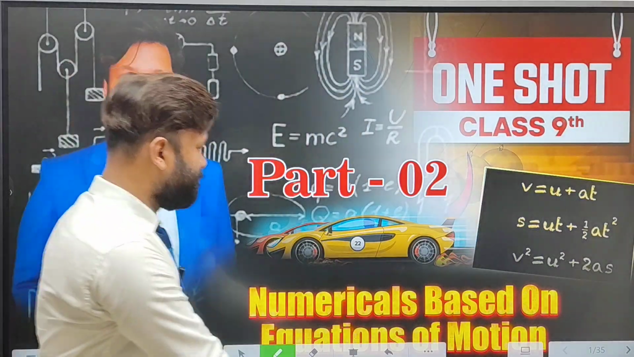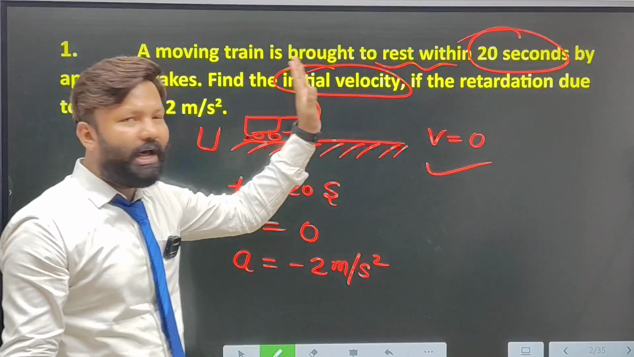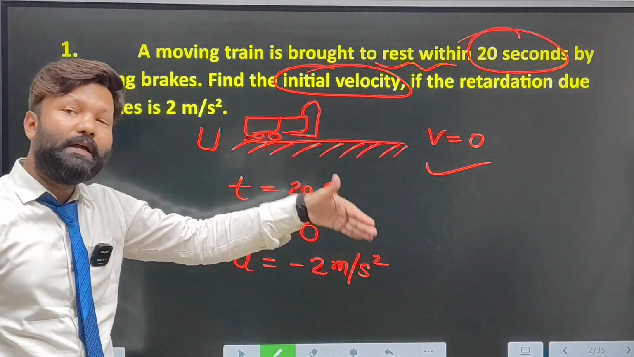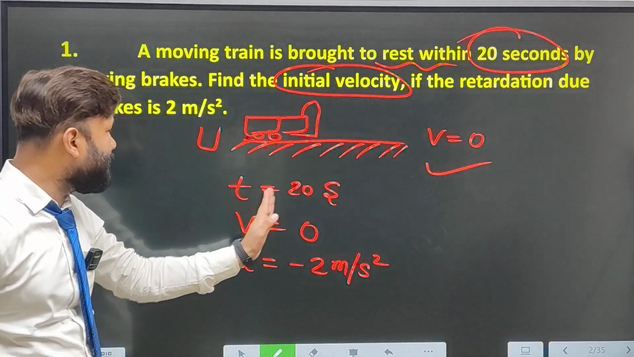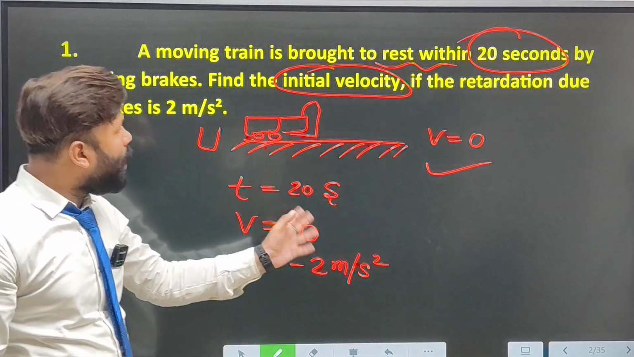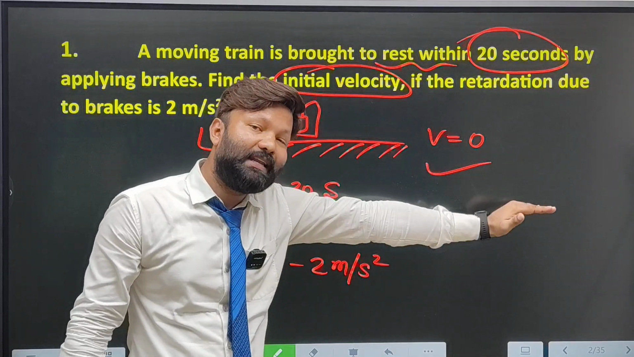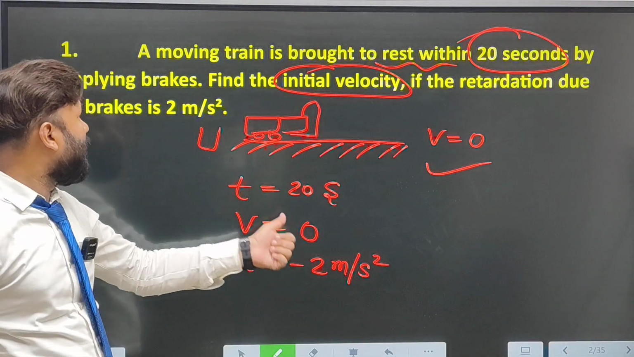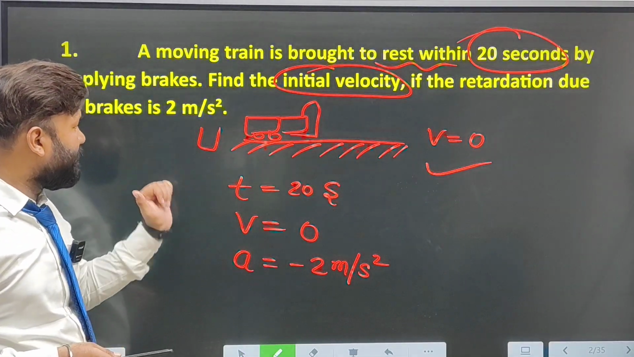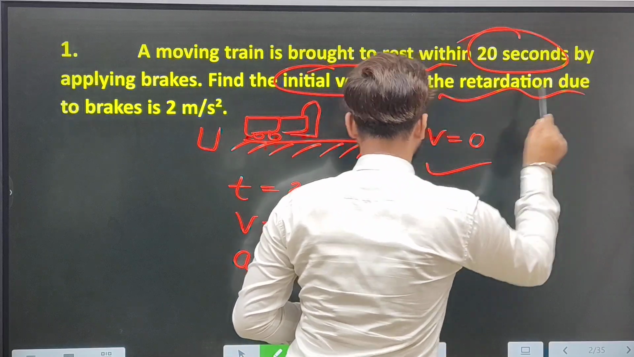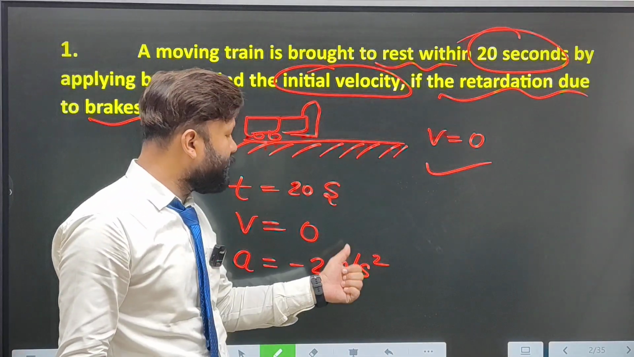Pay attention once again. A moving train is brought to rest. Earlier the train is moving, but now the train is going to be at rest within 20 seconds. So time is given, t is 20 seconds. How do we get to know that the final velocity is 0? Because the train is going to be stopped finally. Earlier, what is the initial velocity? That u we have to find. Retardation is given, it is negative acceleration, so minus 2 meter per second square.